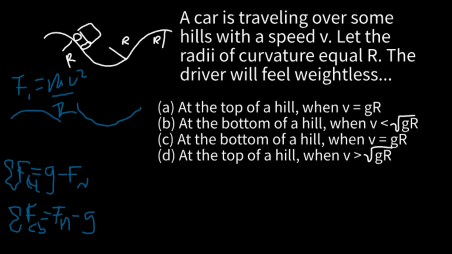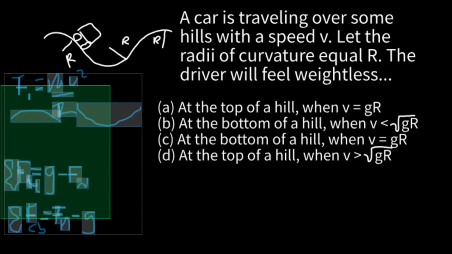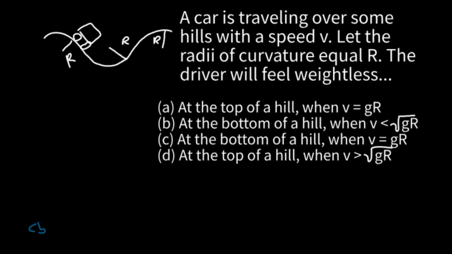So in that case, I'm going to get rid of the scratch work here. That means we can get rid of B and C, leaving us with A or D. So we're going to sum our forces for the top. We're going to have mg minus Fn equals mv squared over r.